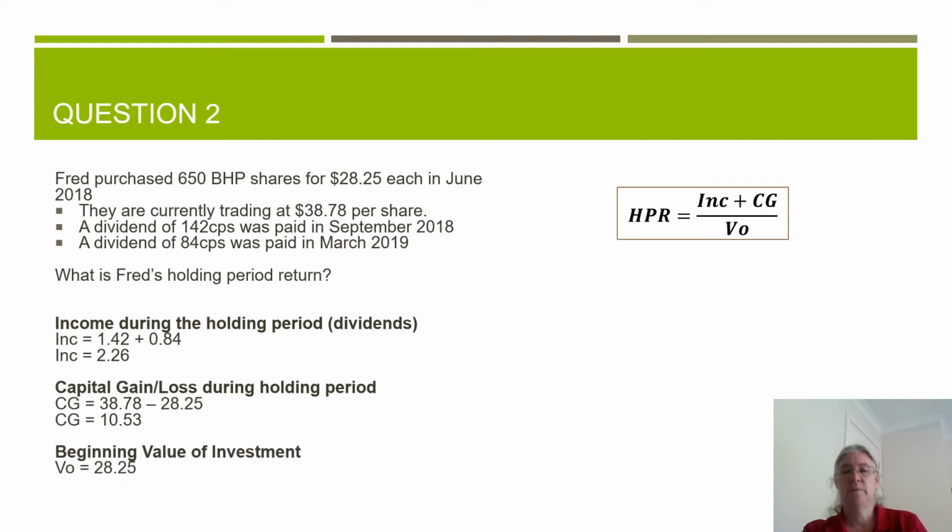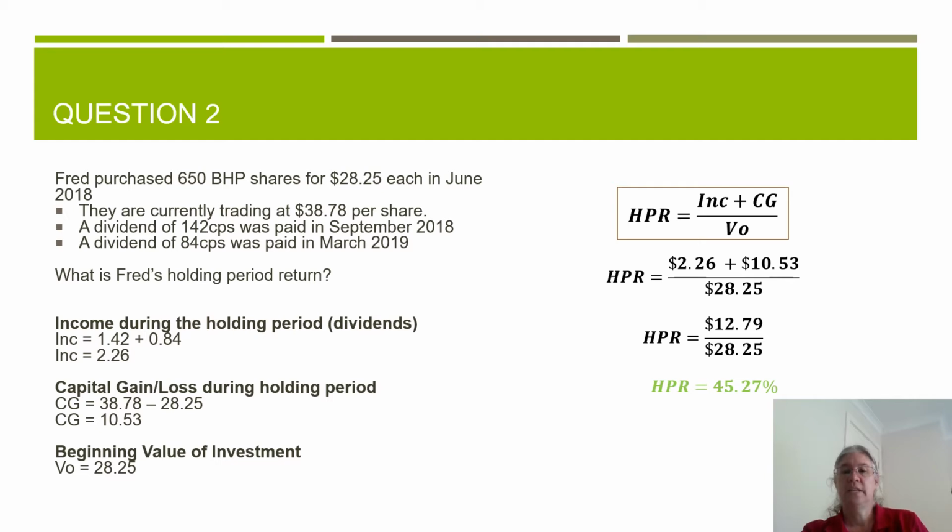And then we need to know the beginning value. So he paid $28.25 for each one in the beginning. Plug those figures into the formula. Okay, so we're going to end up with a holding period return of 45.27%.